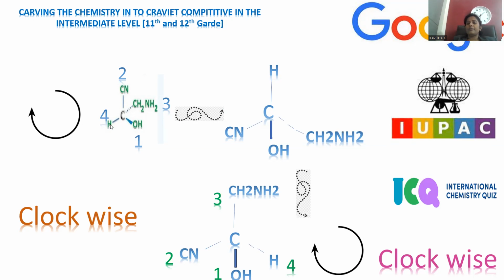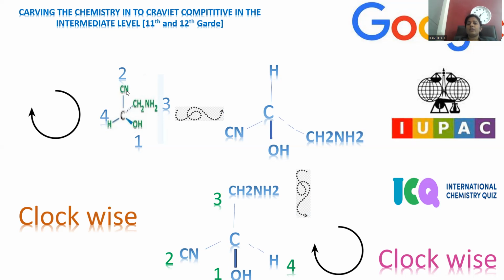In order to give the priority, we have to follow the Cahn, Ingold, Prelog rules. According to that, highest atomic number, greatest priority. Here, carbon directly linked with carbon, carbon linked with carbon, carbon linked with hydrogen, carbon linked with oxygen. So obviously oxygen is of higher atomic number over all the remaining. OH will be given the first priority. Then CN, nitrile, will be given the second priority.